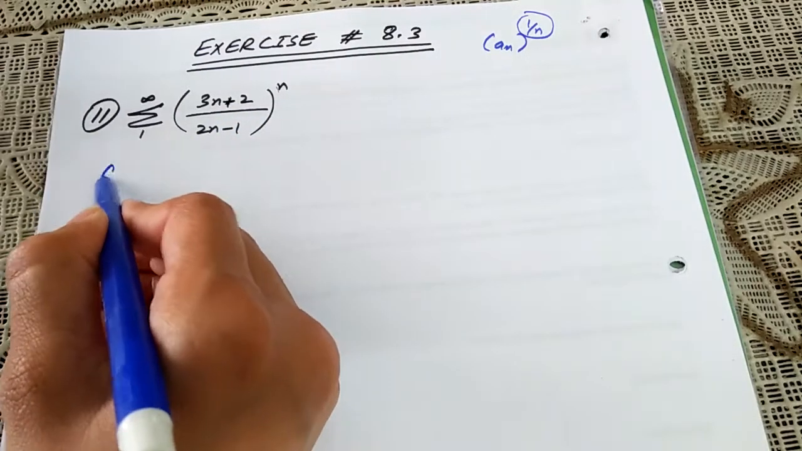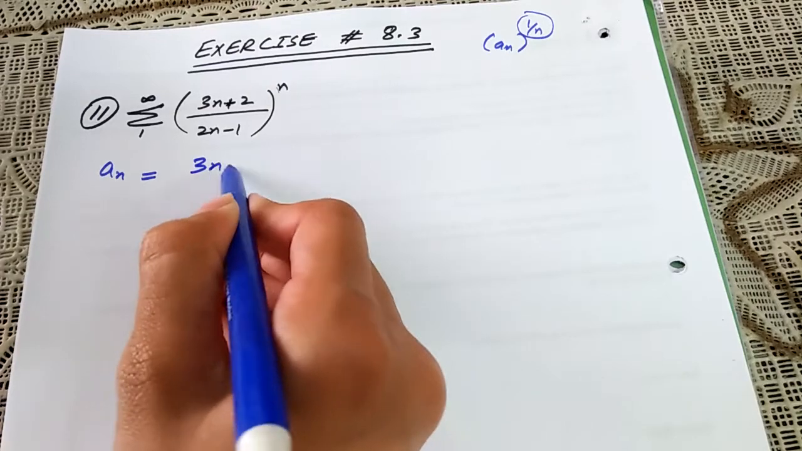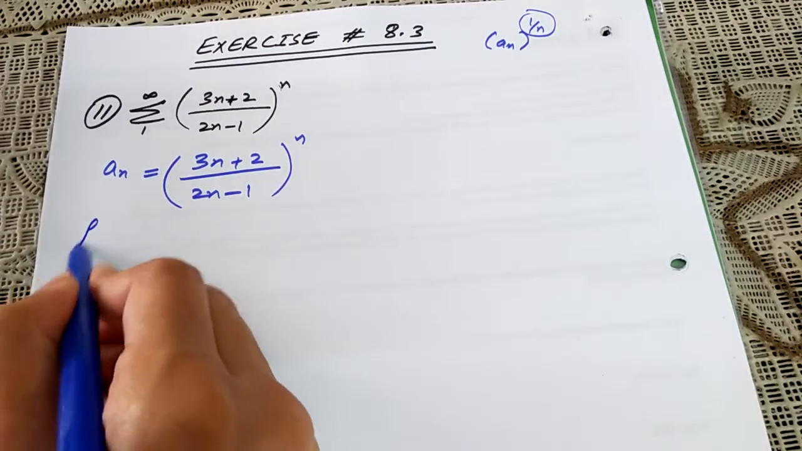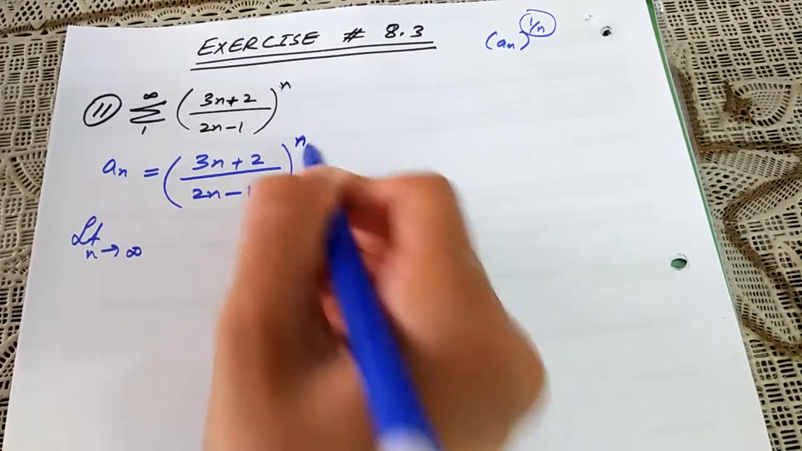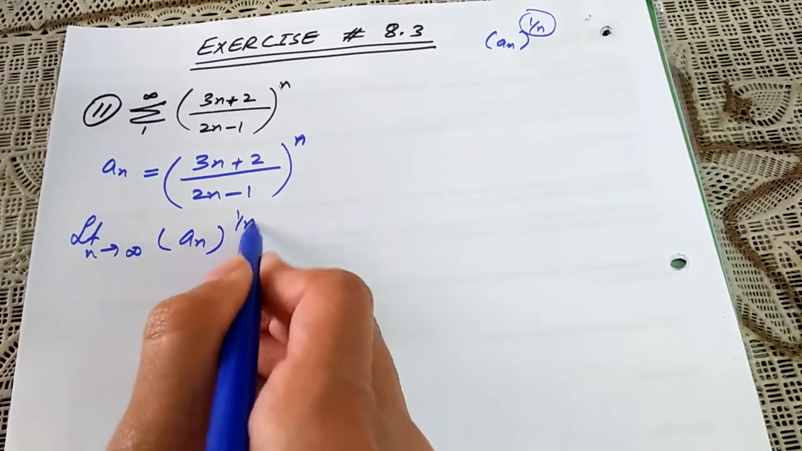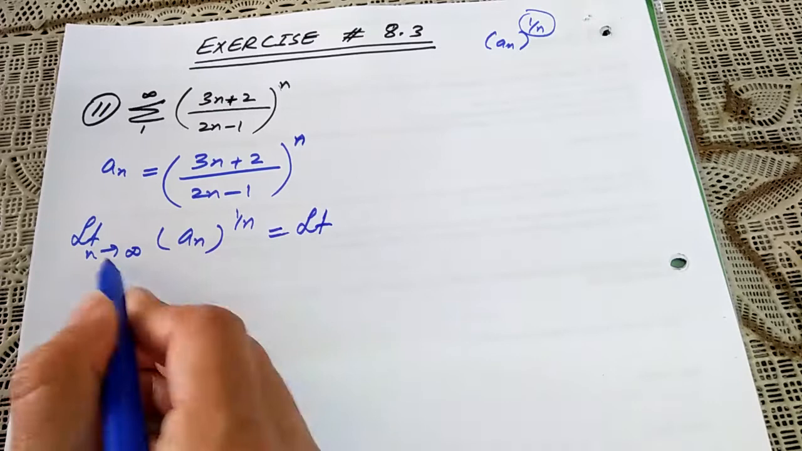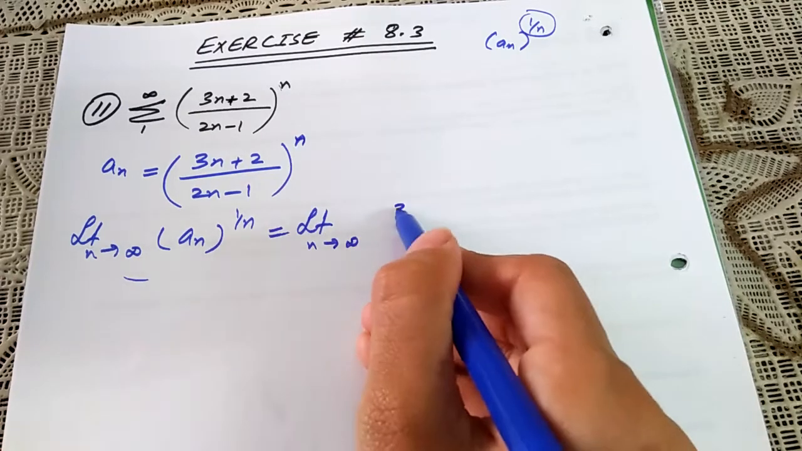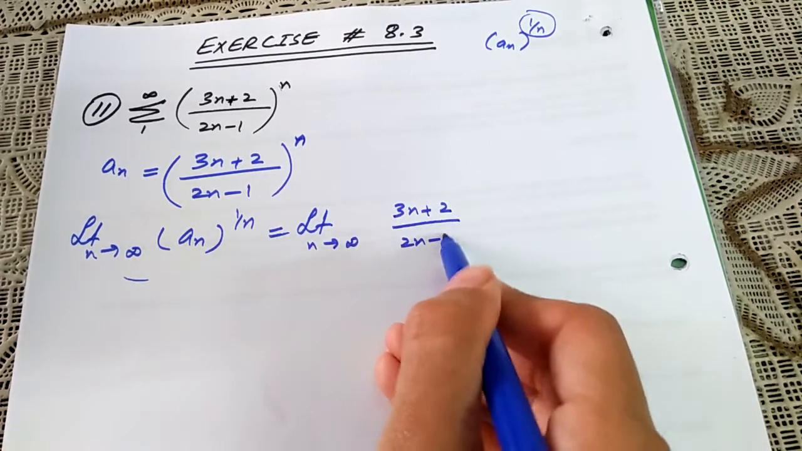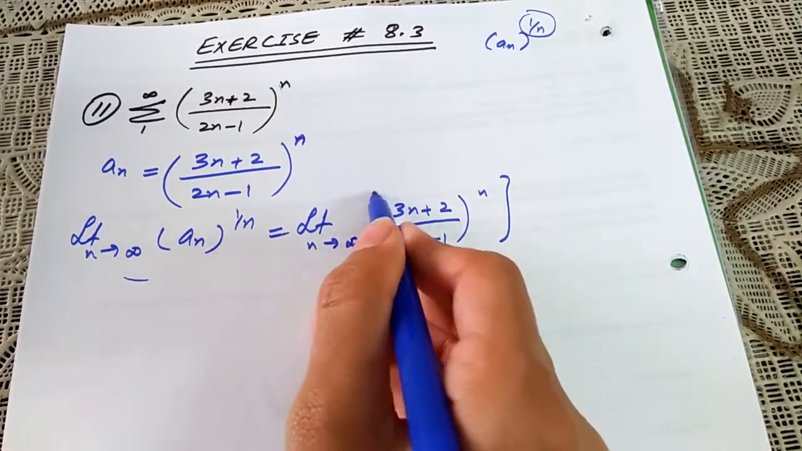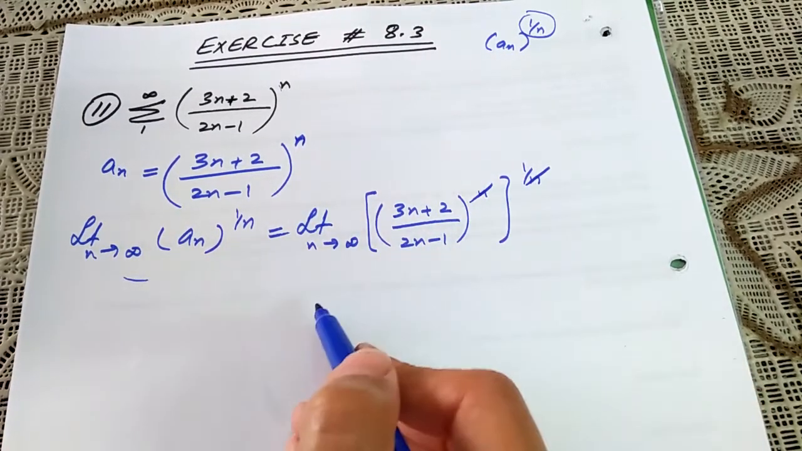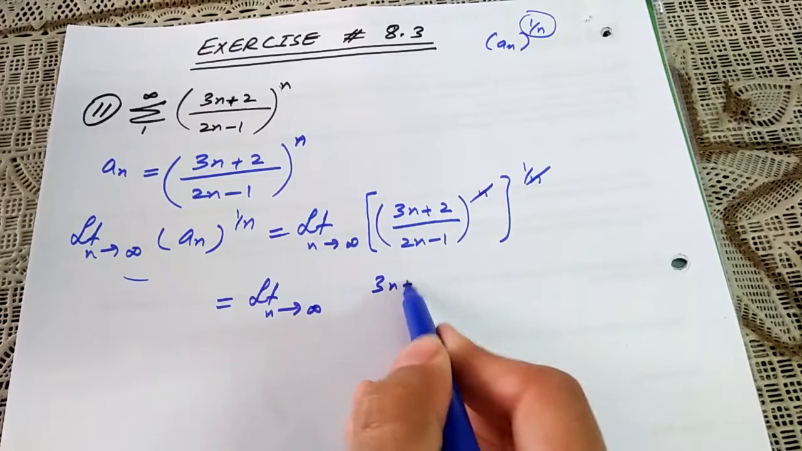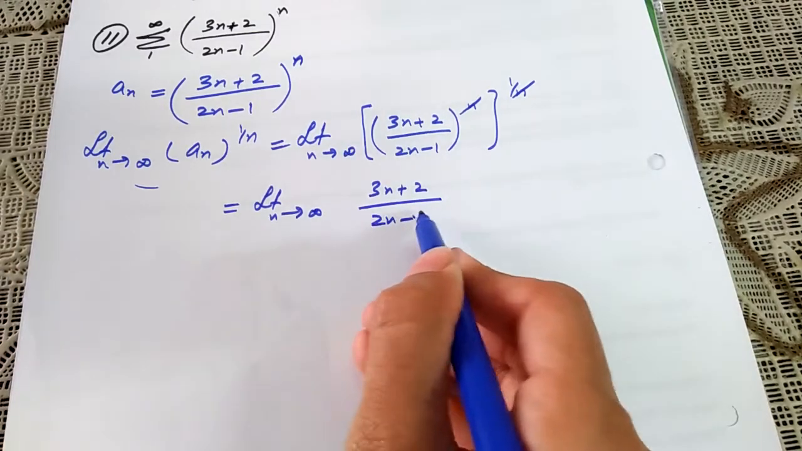So let's start question 11. Your an equals (3n plus 2) divided by (2n minus 1), raised to power n. Now limit n approaches to infinity, an raised to power 1 over n. This is your Cauchy's root test. This is equal to limit n approaches to infinity of ((3n plus 2) divided by (2n minus 1)) raised to power n, and the power 1 over n here. The n and n can be cancelled out. So you will be left with limit n approaches to infinity (3n plus 2) divided by (2n minus 1).